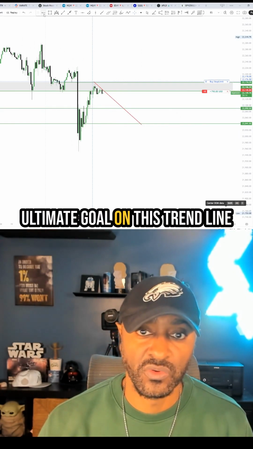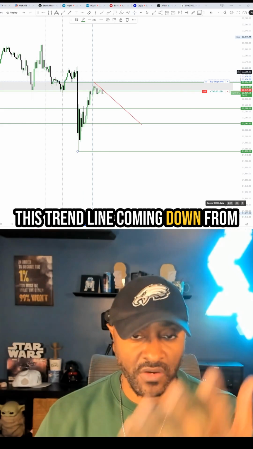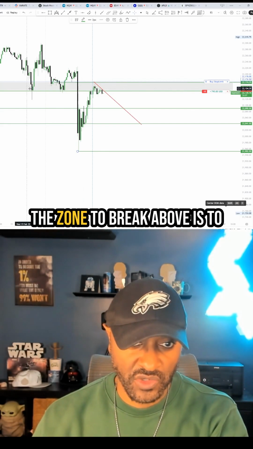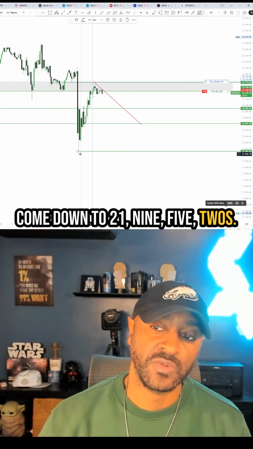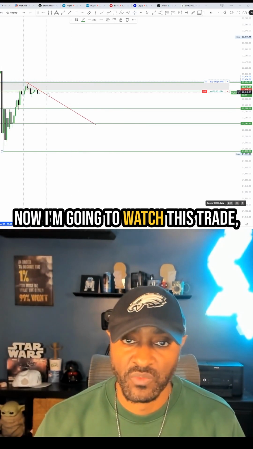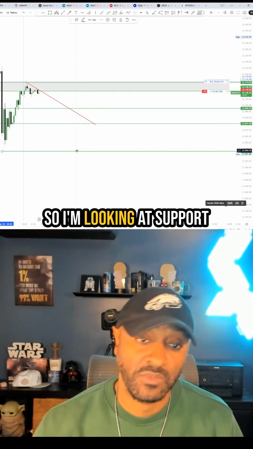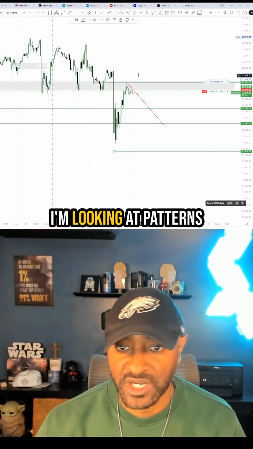Ultimate goal on this trend line, on this actual take profit from this trend line coming down, from the failure of the rejection of the zone to break above, is to come down to 21,952s. That's my goal. Now, I'm going to watch this trade, but this is how I trade, right? So I'm looking at support and resistance lines, area zones, trend lines. I'm looking at patterns, everything.